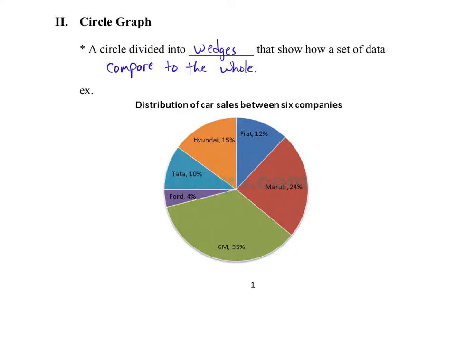So often you'll see this done with percentages. Our example here, you can see the percentages of the car sales between 6 different companies. So you have General Motors there at 35% at the bottom. Ford is 4%. For these different companies and whatnot. But typically when you go through and have these, the whole is going to be 100%.